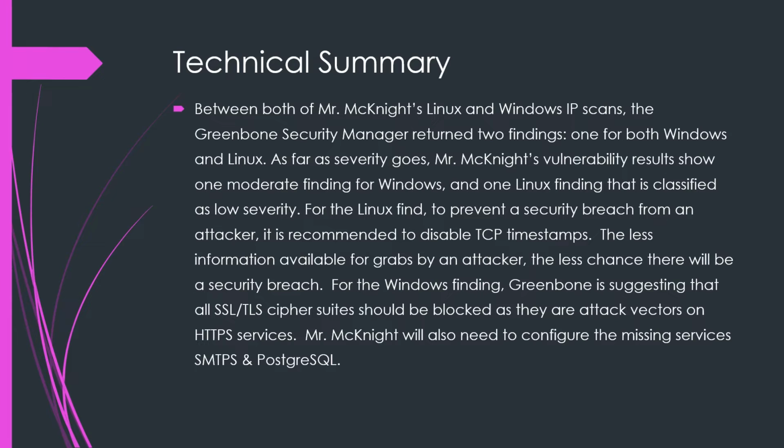For the Windows finding, Greenbone is suggesting that all SSL and TLS cipher suites should be blocked as they are attack vectors on HTTPS services. Mr. McKnight will also need to configure the missing services, SMTPS and PostgreSQL.